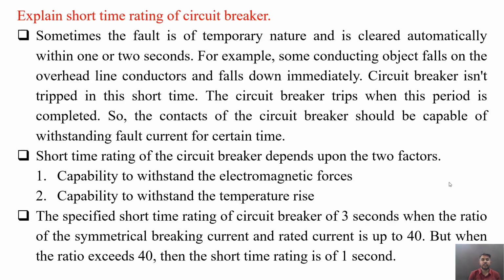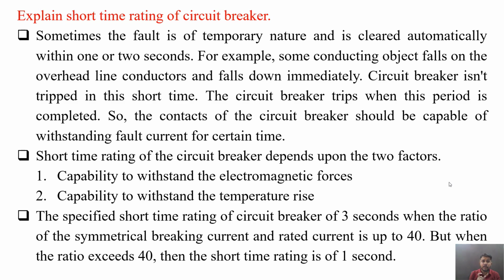Explain short time rating of circuit breaker. Sometimes the fault is of a temporary nature and is cleared automatically within 1 or 2 seconds. For example, some conducting object falls on the overhead line conductors and falls down quickly. The circuit breaker isn't tripped in this short time. The circuit breaker trips when this period is over. So the contacts of the circuit breaker should be capable of withstanding fault current for this certain period of time.